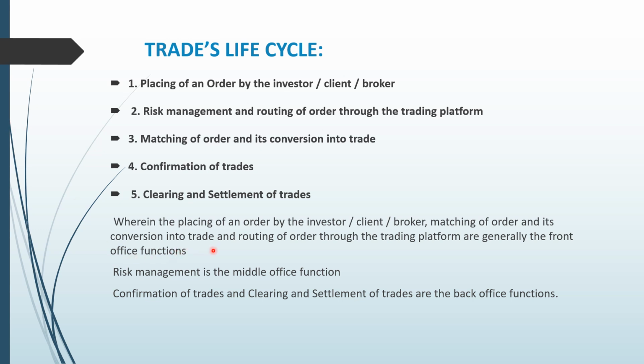The trade life cycle consists of front office operations such as placing of the trade, conversion of the trade and routing of the order. In the middle office function, we have risk management, and the back office functions consist of confirmation of the trade and clearing and settlement of the trade.